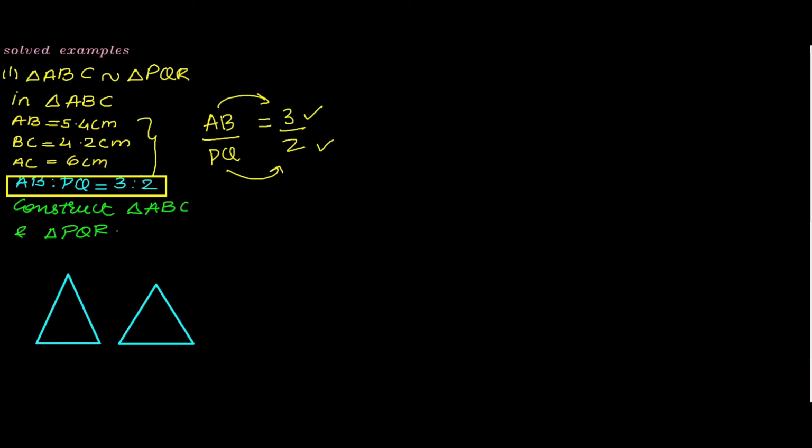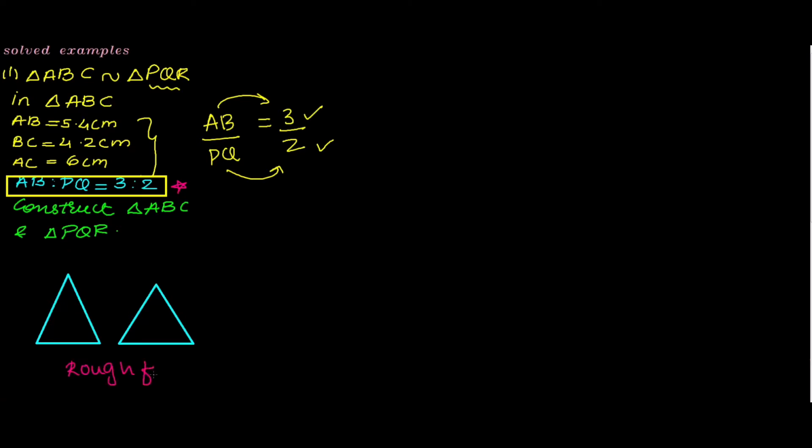So they have told us to construct triangle ABC and PQR. They have only given us the sides of triangle ABC. They have not given us the sides of triangle PQR. So we have to first find the sides of triangle PQR with the help of this ratio given here, 3 is to 2. So first we will draw the rough figure.